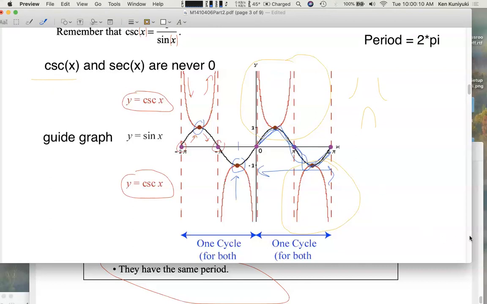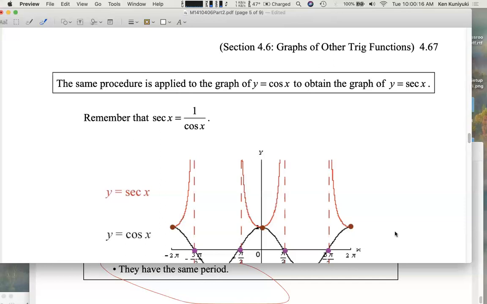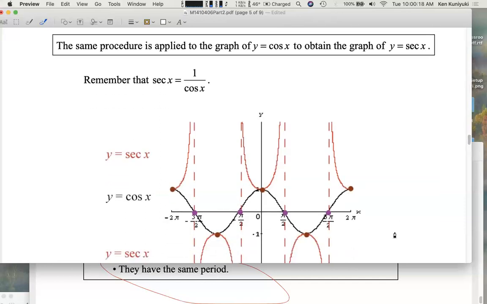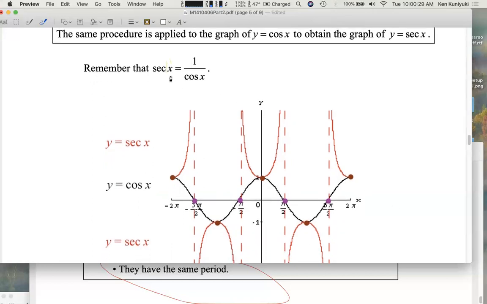All right. So what about y equals secant of x? We basically do the exact same thing for its reciprocal guide graph, y equals cosine of x. Secant of x is the reciprocal of cosine of x.